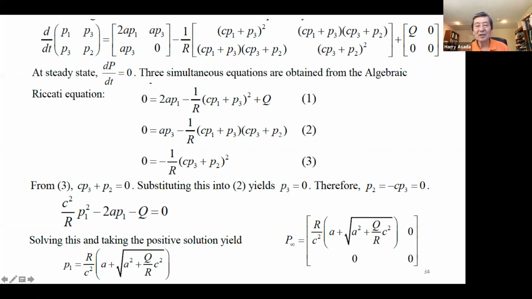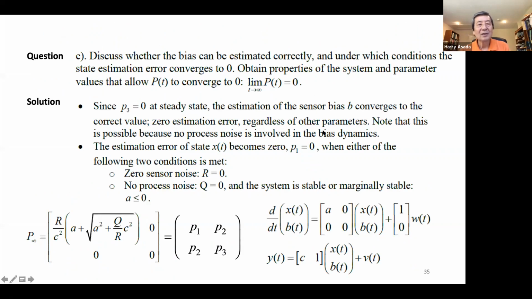So let's interpret this result. Question C is to discuss whether the bias can be estimated correctly, and under which conditions the state estimation error converges to 0. Obtain properties of the system and the parameter values that allow P(t) to converge to 0. Okay, so that's the question.